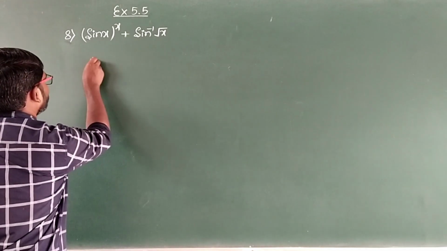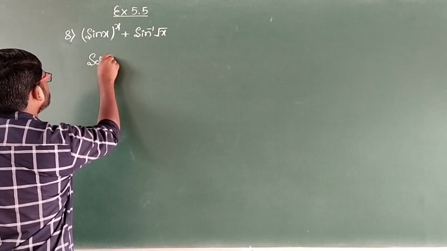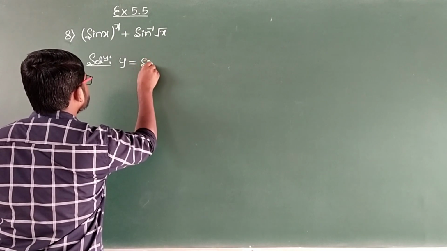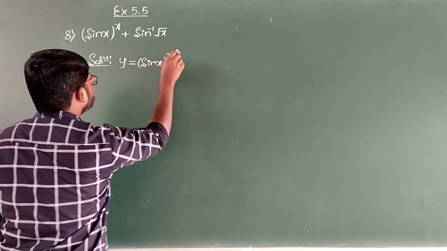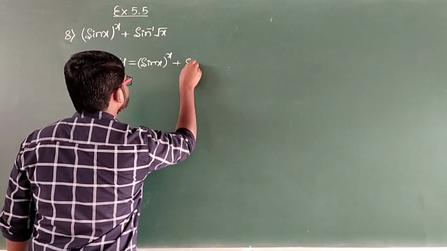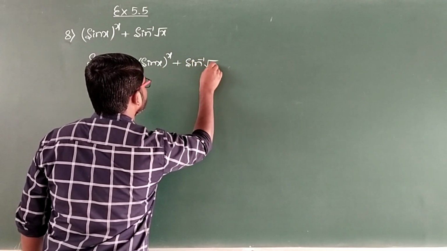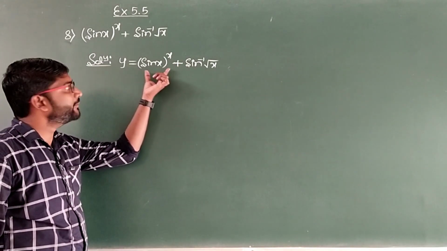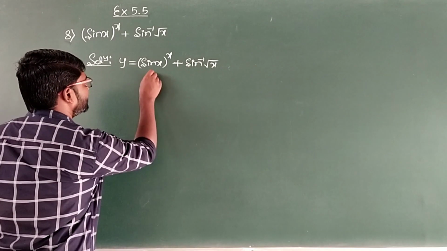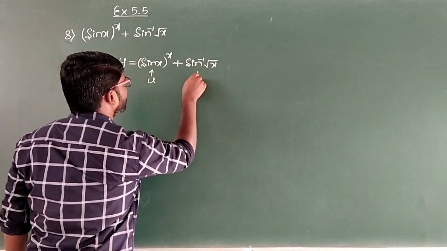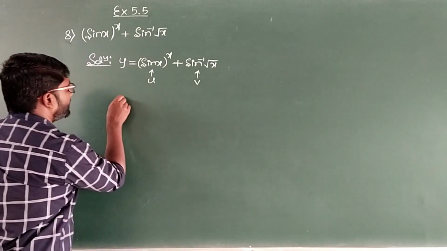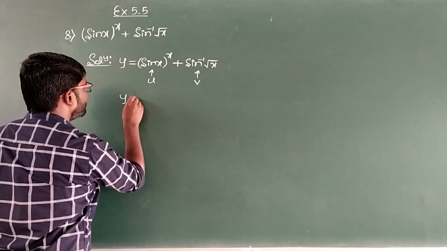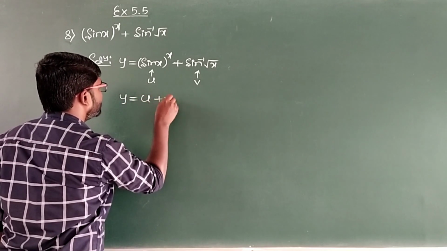So let us take this as y, which is equal to sin x to the power x plus sin inverse root x. Again the same procedure. We have to take the first function as u and the second function as v. So overall, what do we get now? y is equal to u plus v.